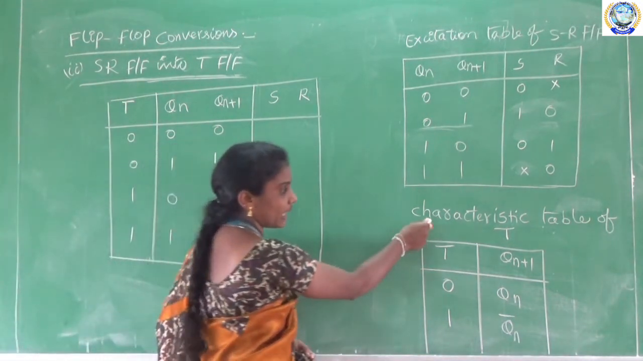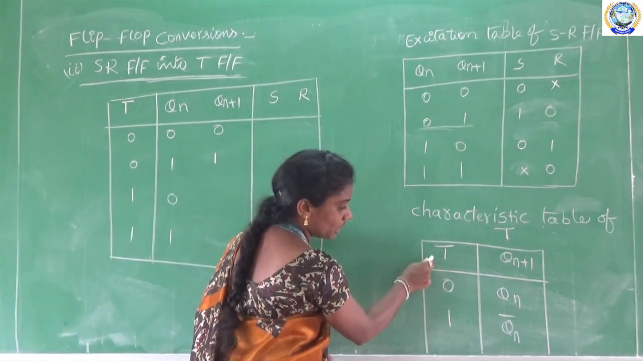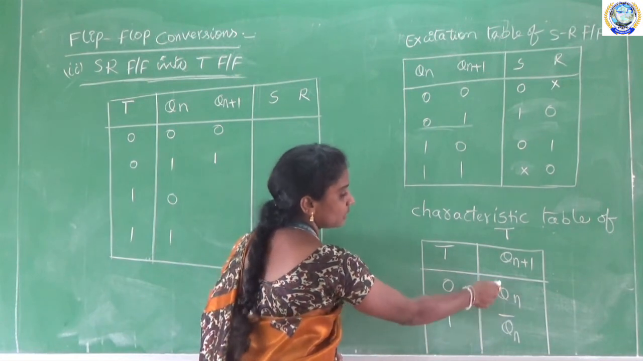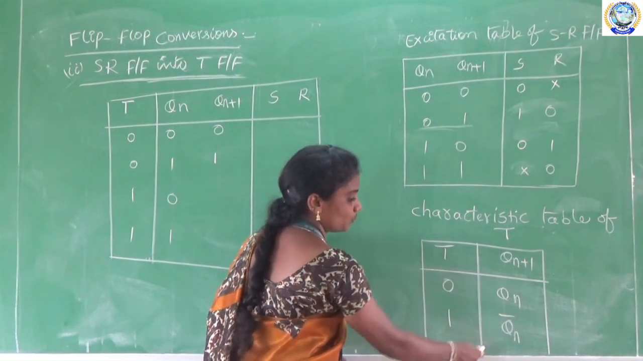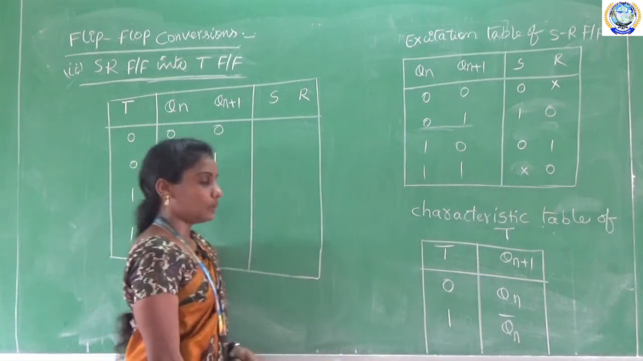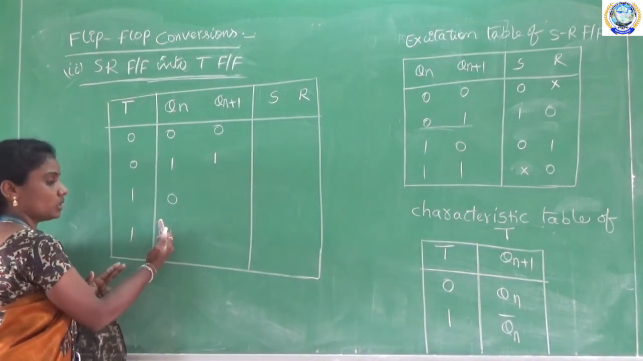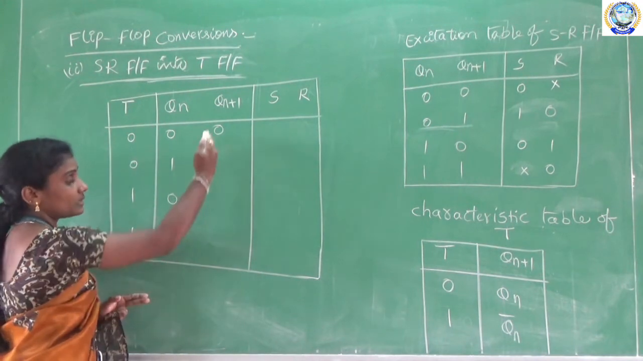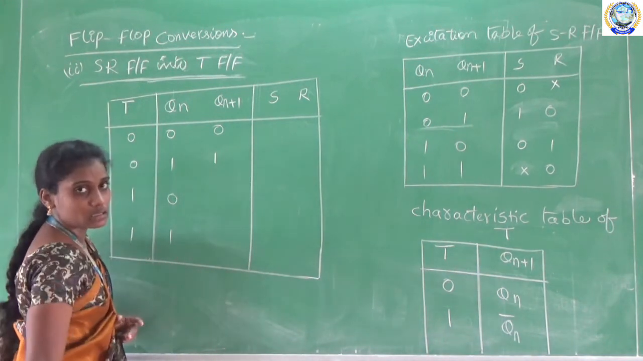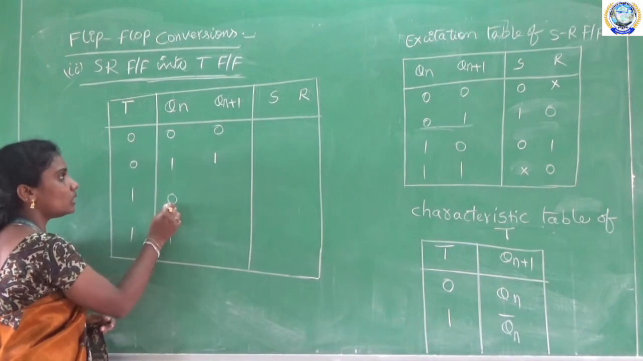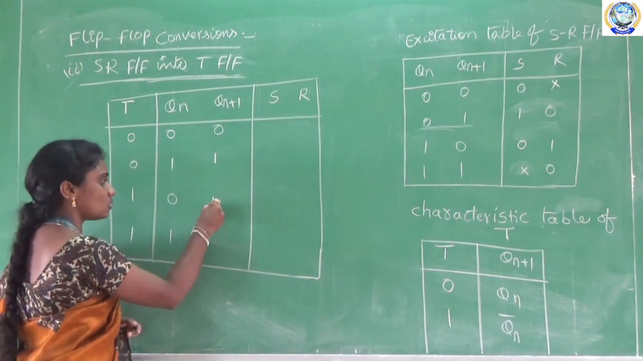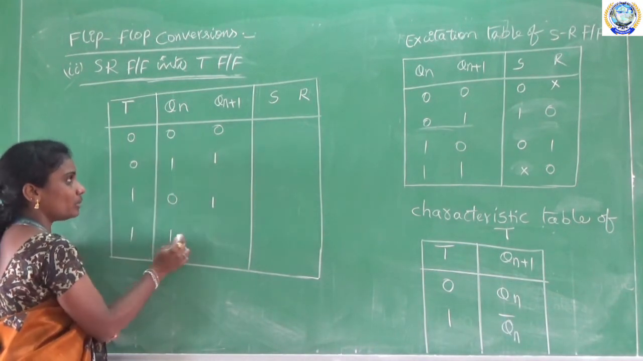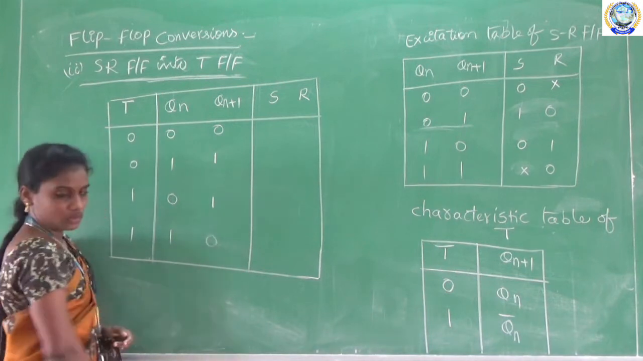So if we see the characteristic table here, when T equal to 1, what is the next state? Qn plus 1 is equal to Qn bar. So what are the values existing for Qn? We need to complement for the next state according to the characteristic table. So now Qn equal to 0 means Qn plus 1 is 1. When Qn equal to 1 means Qn plus 1 equal to 0.